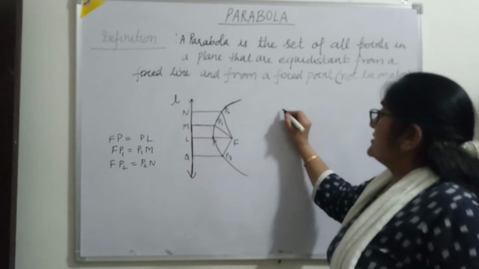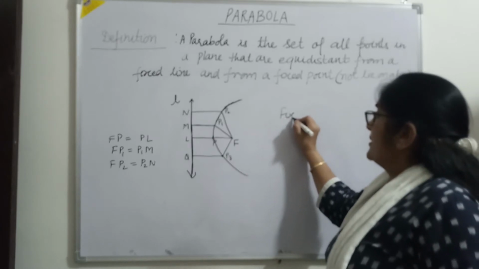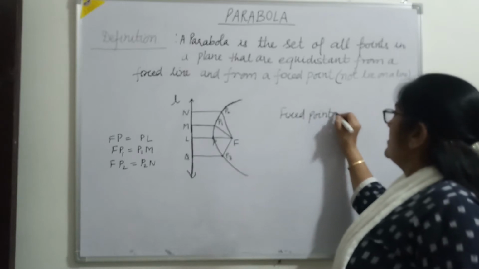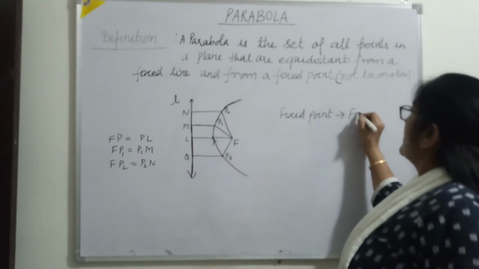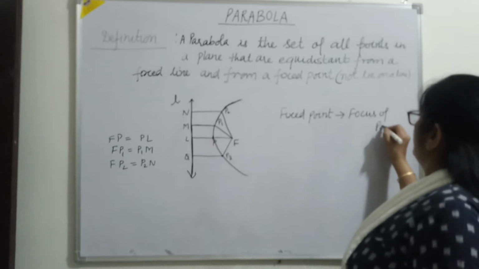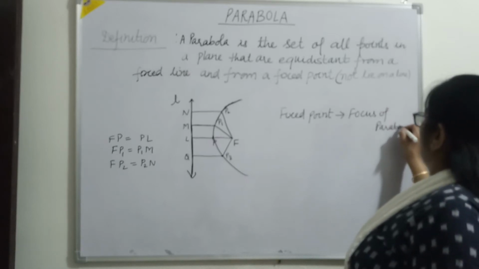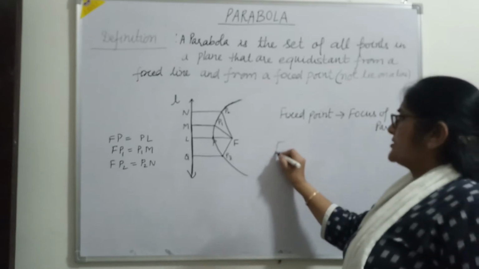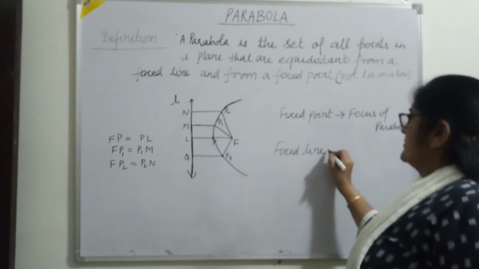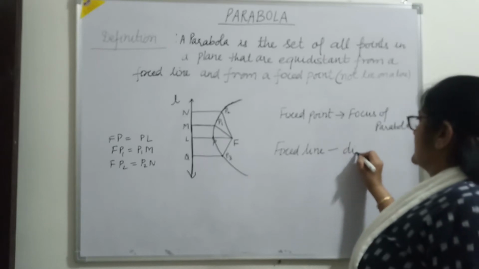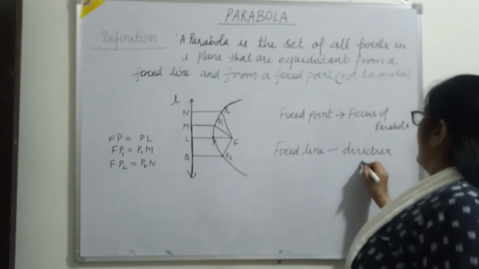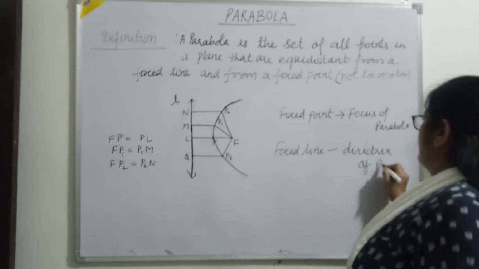Now, what is this fixed point? This fixed point is called the focus of the parabola. And the fixed line is called the directrix of the parabola.